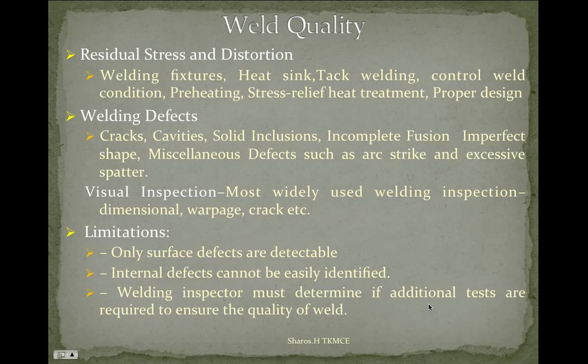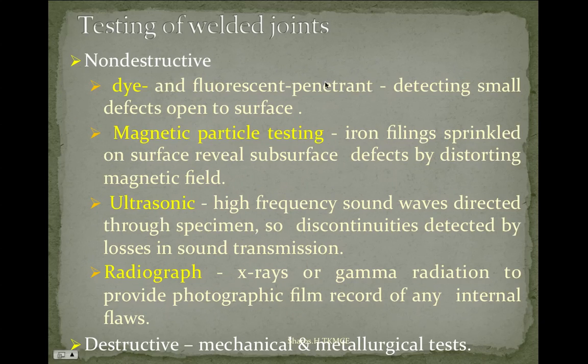Then the testing of welded joints may be destructive testing or non-destructive testing process. In the destructive testing process, the joint becomes non-usable because the mechanical and metallurgical tests are carried out. Mechanical tests such as cutting of the joint to see the cross section whether it is perfect or not, after that we can identify the defects, but it becomes non-serviceable. Then in metallurgical tests we can check the composition inside the joint like that. But after carrying out these tests, the joint becomes non-usable.